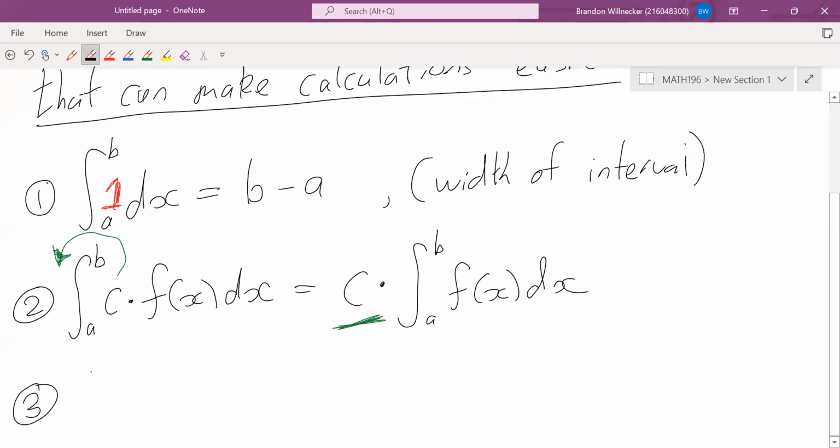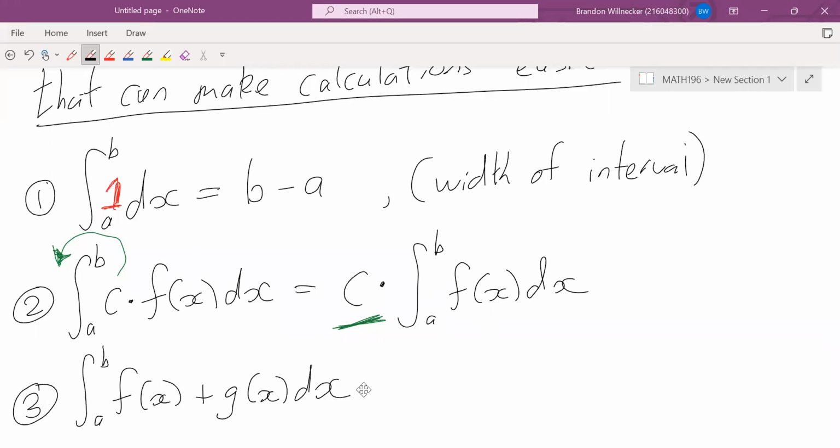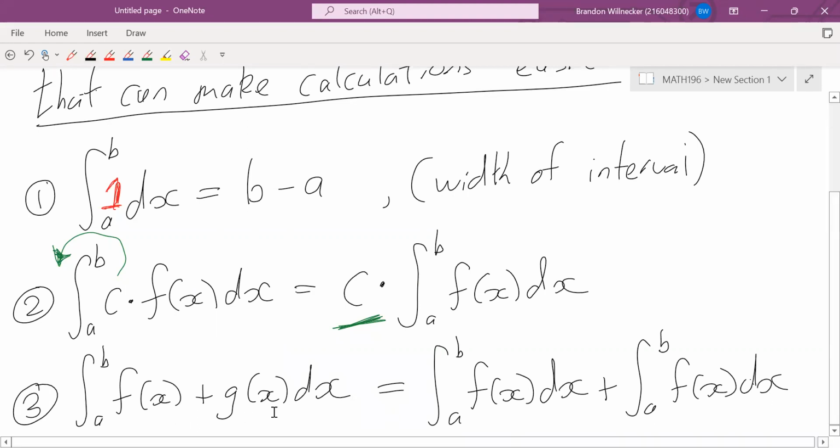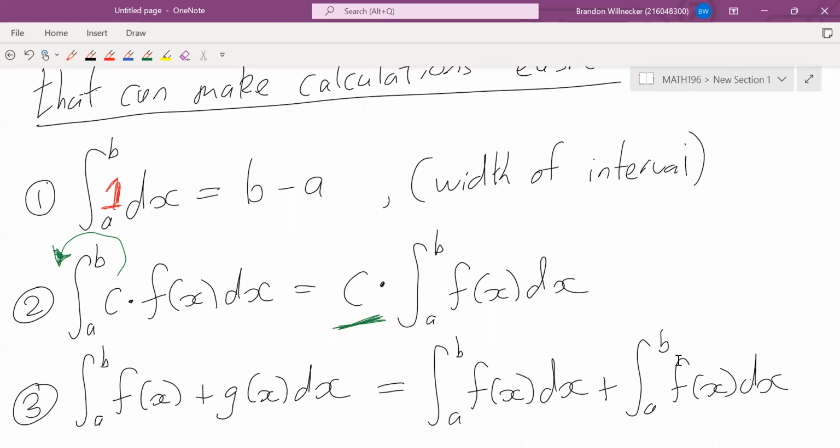Number 3, if you have the integral from a to b of f of x plus g of x, if you have the sum of two functions inside your integral, then you can separate them into two integrals. So if you have the integral of a sum, you can split it up into two parts and do them separately. You can do the first one on the side, the second one on the side, and then add them together afterwards.